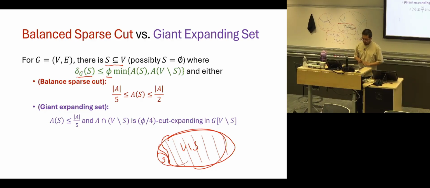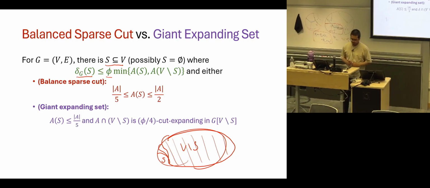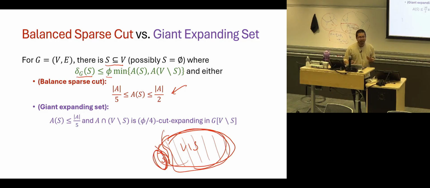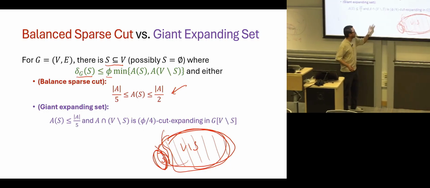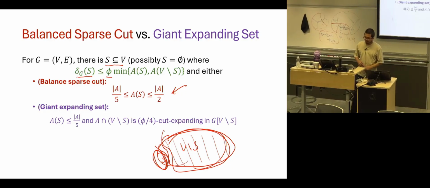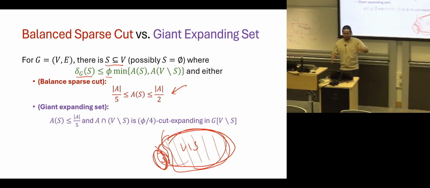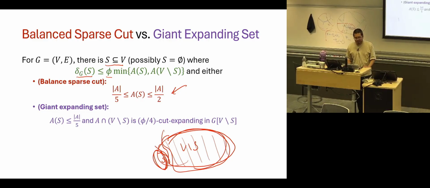The proof is actually simple. What we say is that you either have a balanced sparse cut, or you might find a tiny sparse cut and the rest is expanding. It's basically phi expanding, but a bit worse by a factor of 4. This factor of 4 and 5 here is not something that I optimized. You can make it a bit better, but it will not be exactly phi.